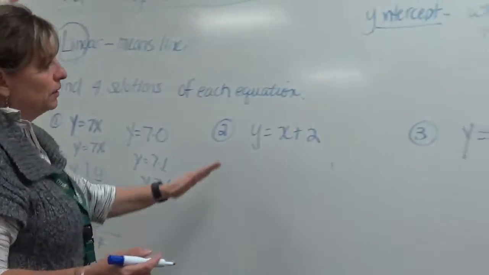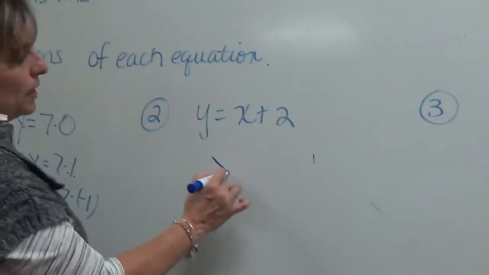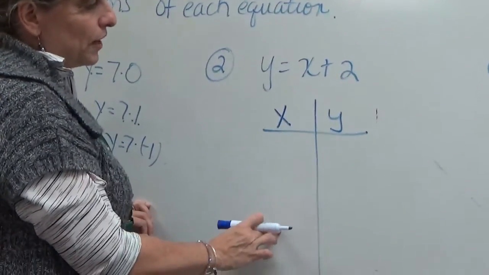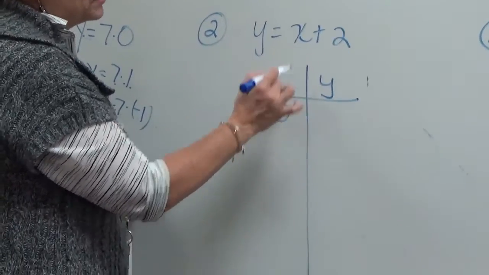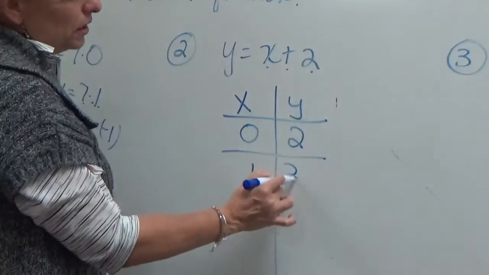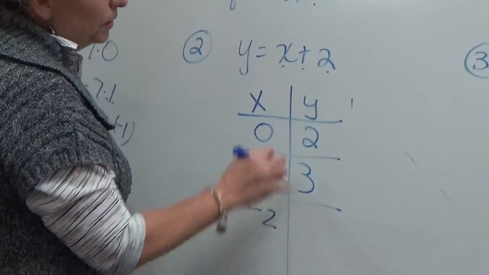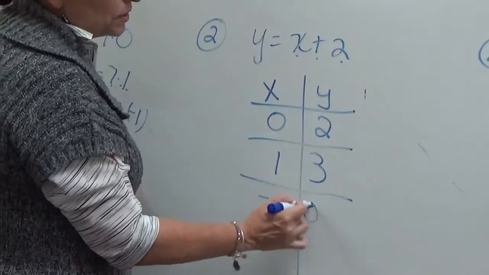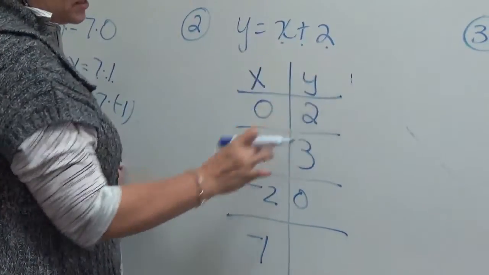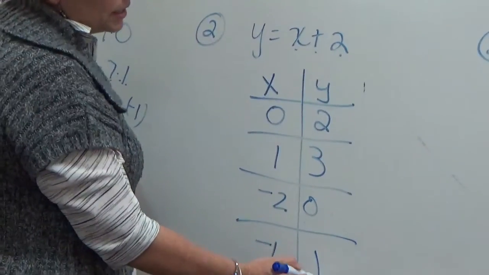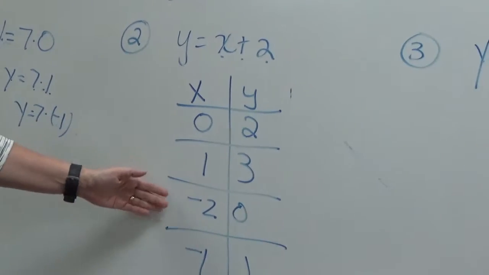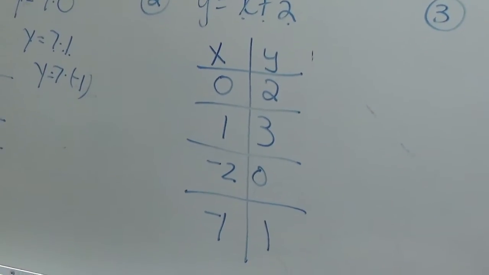So let's do this one. y equals x plus 2. We're going to make an xy table. I'm going to pick 4 numbers that I can put in for x. I always start with 0. 0 plus 2 is 2. I'll do 1. 1 plus 2 is 3. I'll do -2. -2 plus 2 is 0. And I'll do -1. -1 plus 2, signs are different. I subtract the numbers and take the sign of the bigger number, which is 2. So the answer is (0, 2), (1, 3), (-2, 0), and (-1, 1).